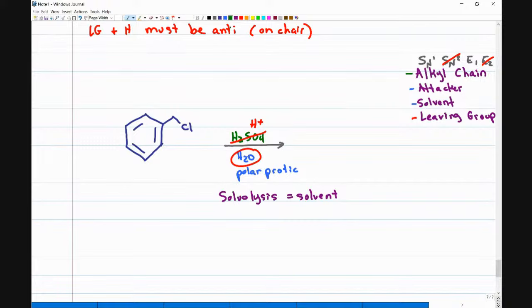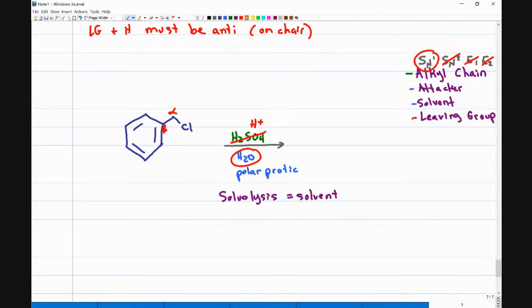Now the alpha carbon, well, let's start with the beta carbon. The only beta carbon is here, and it has no beta hydrogen. If I have no beta hydrogen, I cannot form a pi bond, and that means I cannot have an elimination reaction. So E1 is ruled out. The only reaction left is SN1.